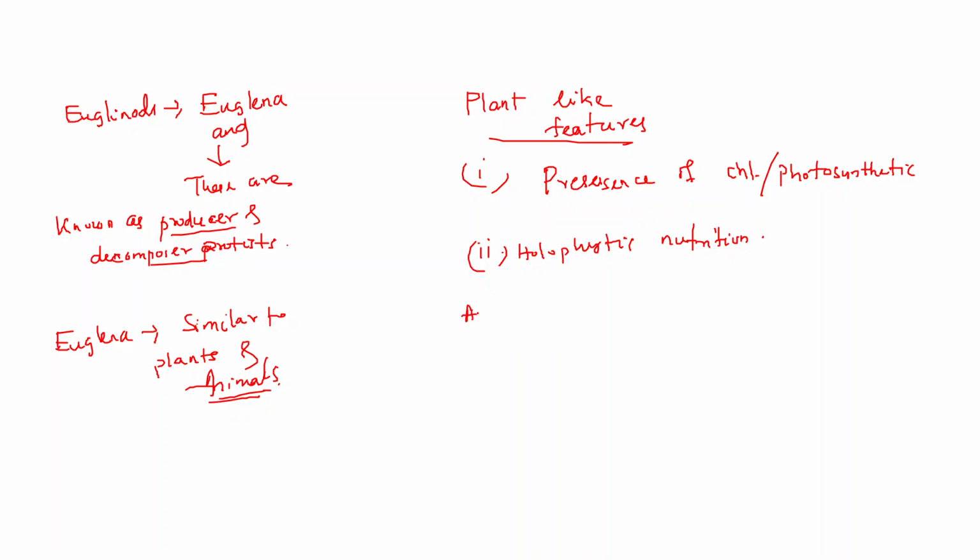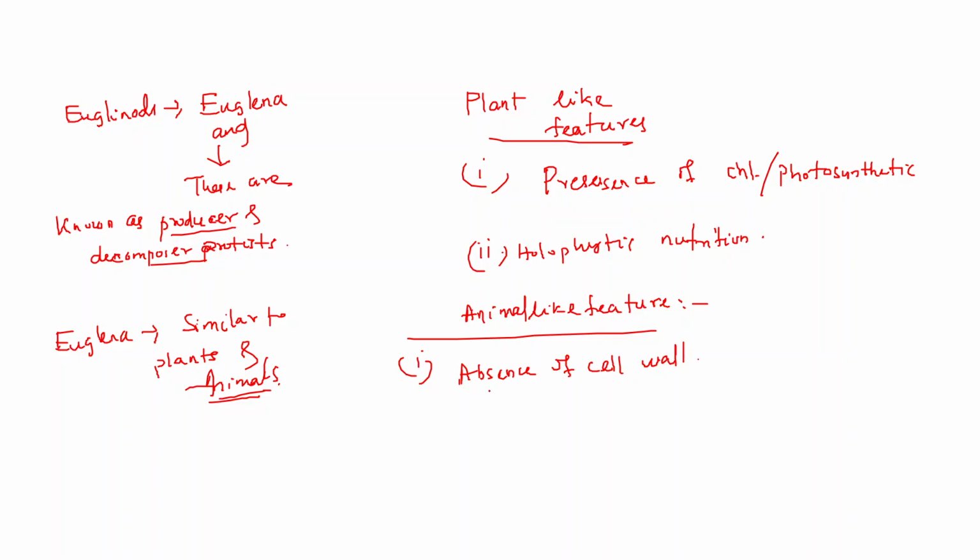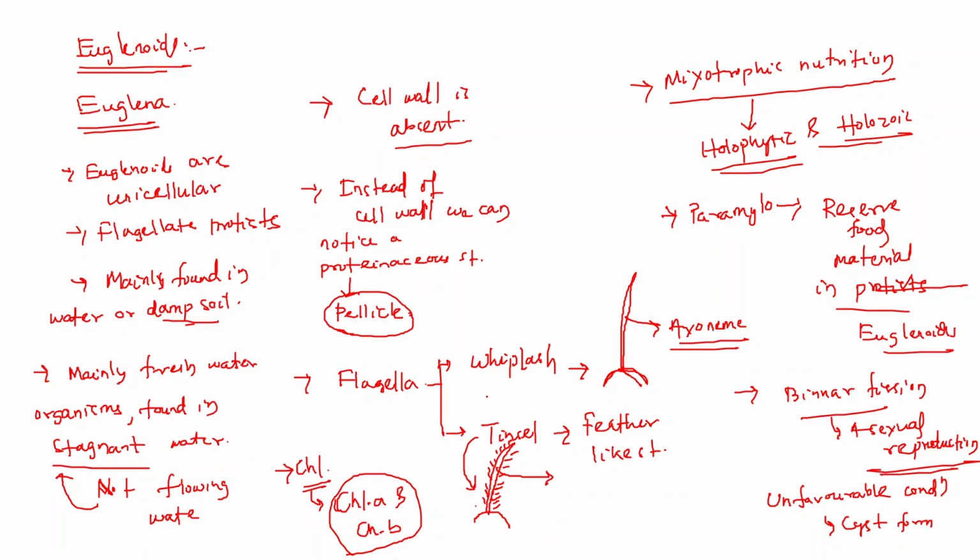They also show animal-like features. What are the animal-like features? There are some features similar to those of animals, like the absence of a cell wall. What is present instead of a cell wall? Pellicle. Instead of a cell wall, we can notice a proteinaceous structure, that is the pellicle.